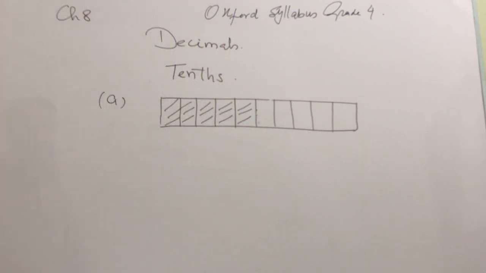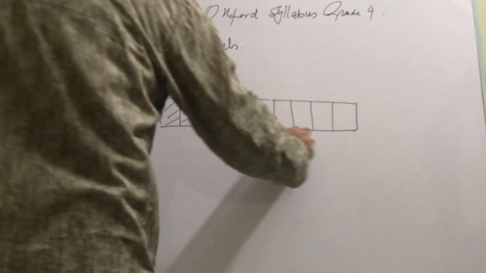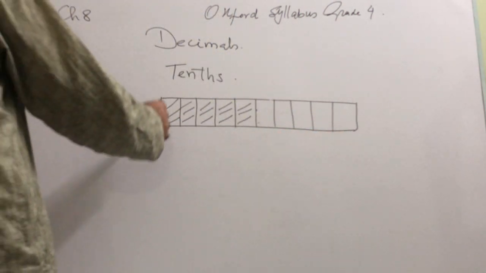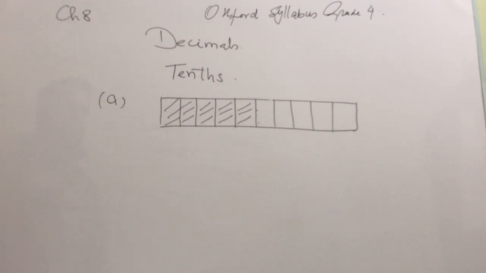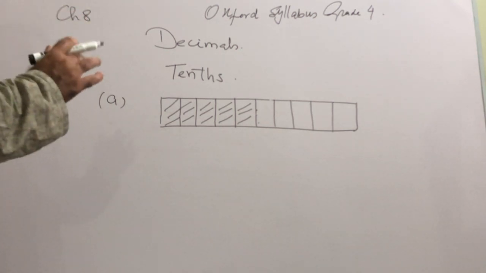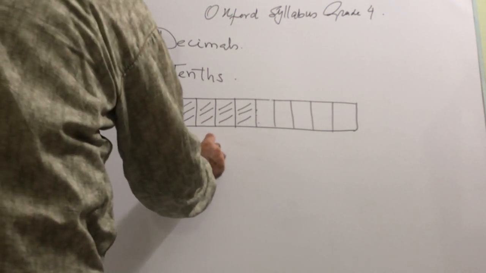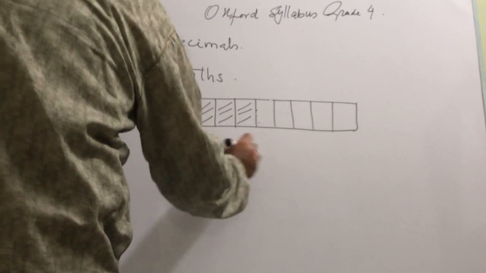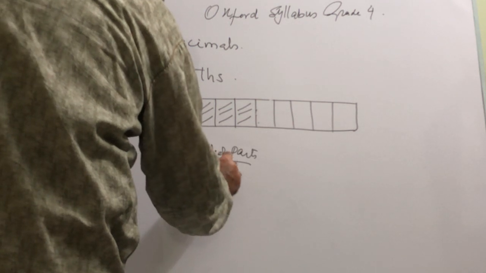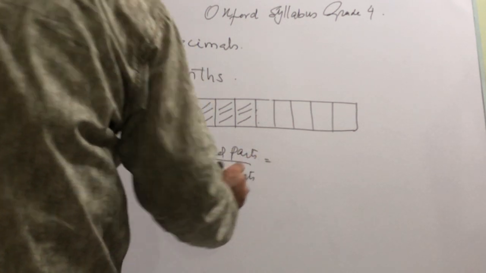5 blocks are shaded. So the question is, how many parts of this figure are shaded in terms of fractions or decimals? We need to tell that if total boxes or squares are 10 and if 5 are shaded, we need to tell these shaded boxes in terms of fractions first. So we know that in fractions we represent it like this: shaded parts over total parts.